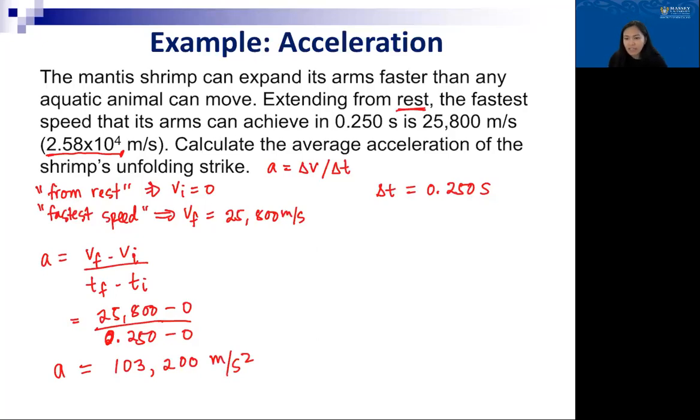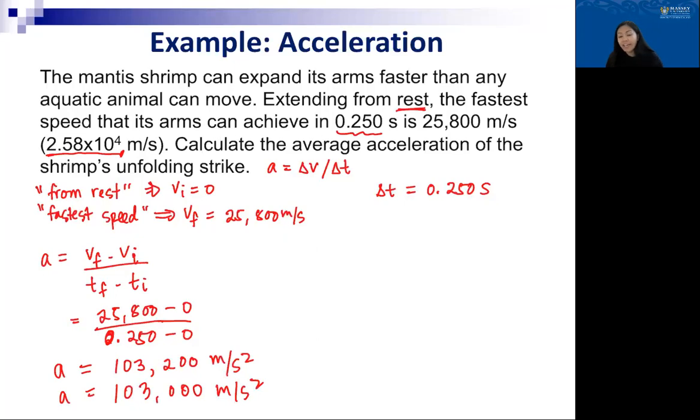So it's 103,000, if we round it to the correct number of significant figures. Very good. You've been paying attention to yesterday's lecture. The least number of significant figures there is 3 significant figures, 103,000 meters per second squared.